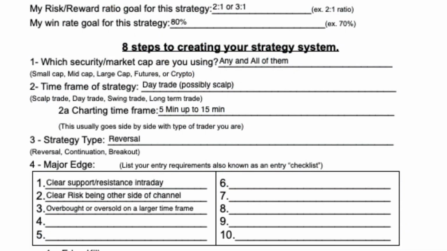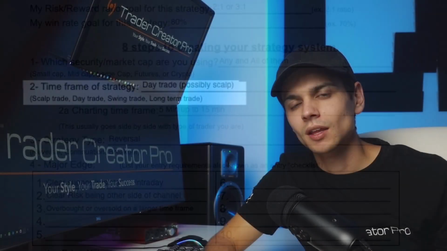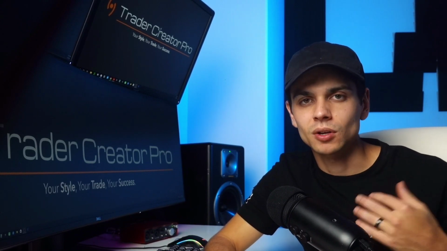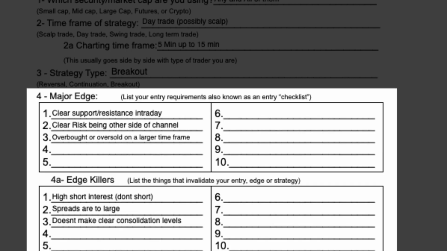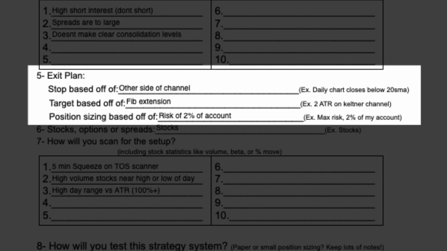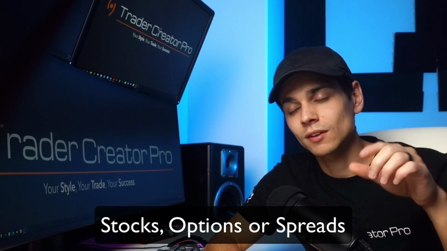First, it works with all stocks. Second, it is more of a day trade or scalp trade, but depends on the time frame of the chart you choose. Third, it is a breakout strategy. Fourth, your edge is a clear plan with confirmation of a clear price level breaking. Fifth, you have a clear stop level being the other side of the continuation channel area. Sixth, it can be done with stocks, options, or even spreads.